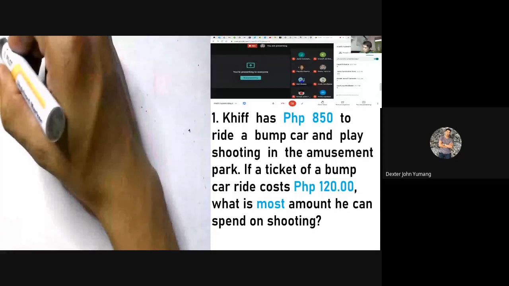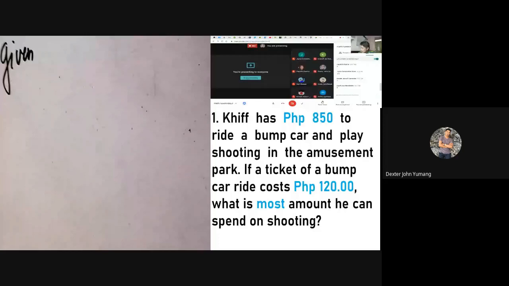So sa given natin, ano po yung ating given? What do you think? So sabi po sa given, 850 daw po ang kanyang pera. Tapos, ang kanyang gagastusin sa bump car is 120. So, what do you think is our given? Magkano kanyang magagasto pag bumili siya ng ticket sa bump car na 120 pesos at saka sa shooting, which is X. So, kapag i-add natin yun yung ating given. So, what do you think is our given, class?